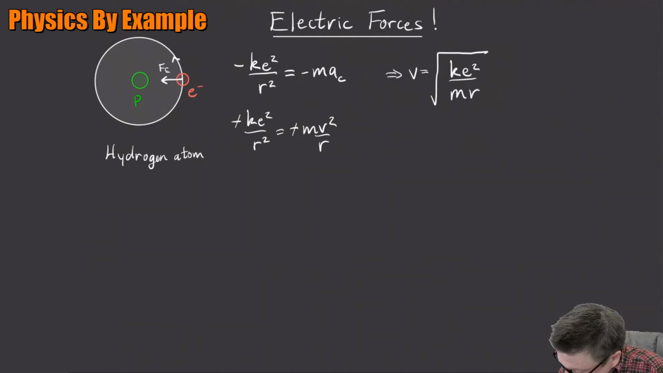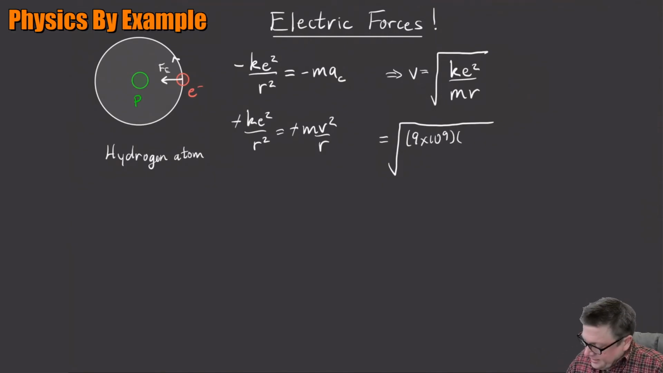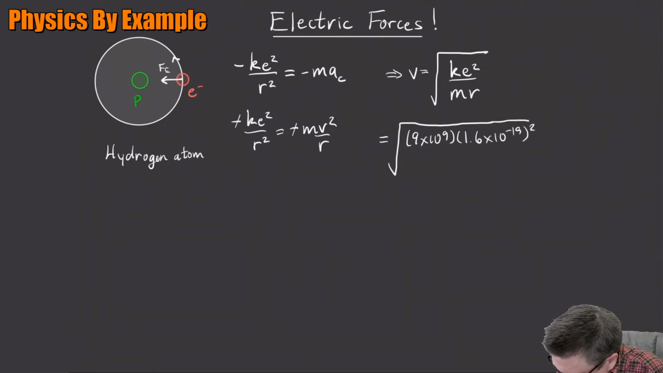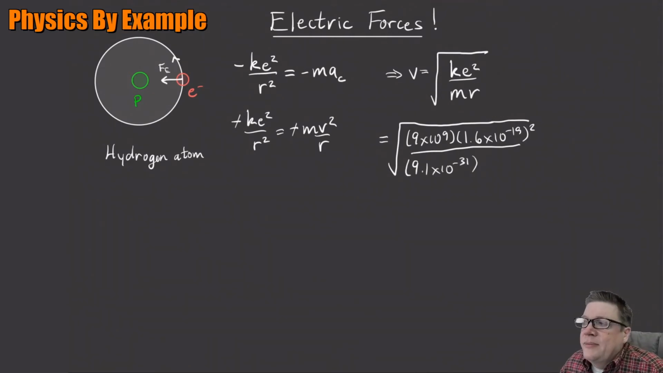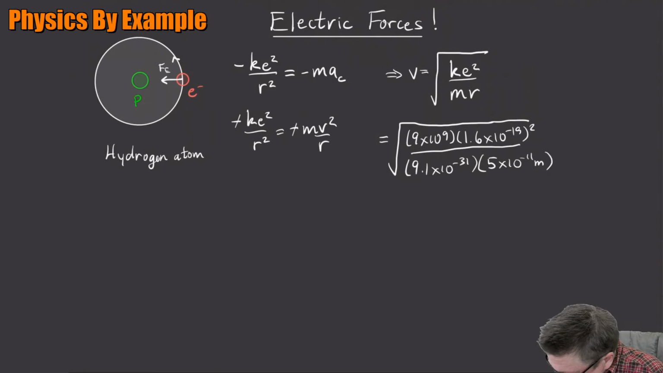Okay, so let's put some numbers in, and let's see how fast the electron is moving. k is 9 times 10 to the 9th. e squared, 1.6 times 10 to the minus 19th squared, is the fundamental charge. m is the mass of the thing that's going around, that's the electron. If you look it up, that's going to be like 9.1 times 10 to the minus 31 kilograms. Electrons are tiny little fluffs of dust. And r, the size of the hydrogen atom, you can look that up, and it's 5 times 10 to the minus 11 meters. Half of an angstrom, the 20th of a nanometer.